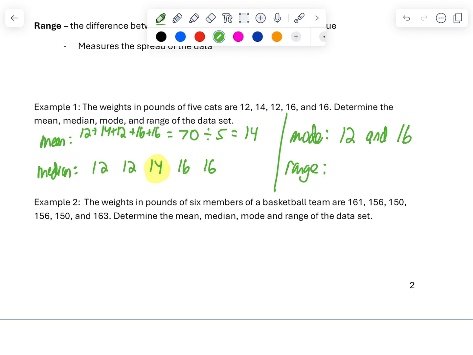Lastly, we have our range. So that is our biggest number minus our smallest number. So that would be a 16 minus a 12, and we get our range of 4.